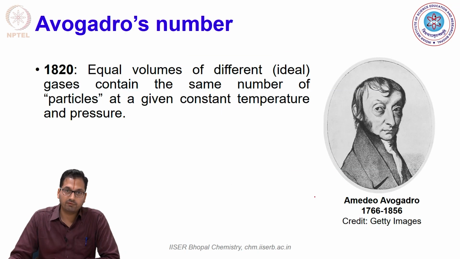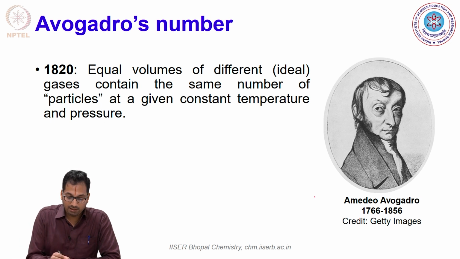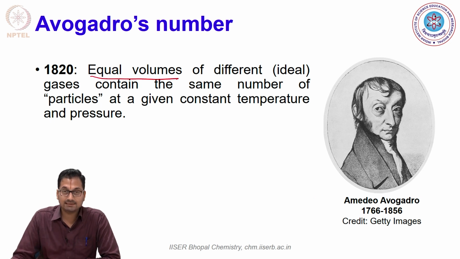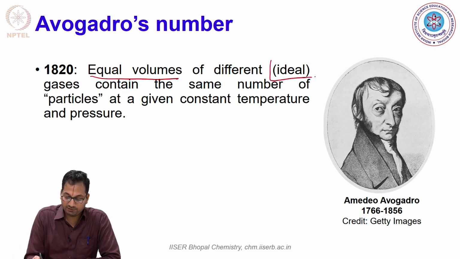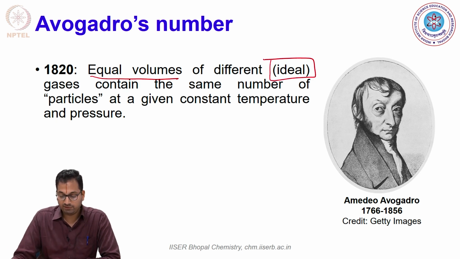To start with, the first point that one should always remember is that quantitation of chemical concentration came back from Avogadro's time. And in 1820, Avogadro hypothesized that equal volumes of different ideal gases contain the same number of particles at a constant temperature and pressure. There is one word that I have put up here, which is ideal. At that point, the definition of ideal gas was still under works. It was not completely done.